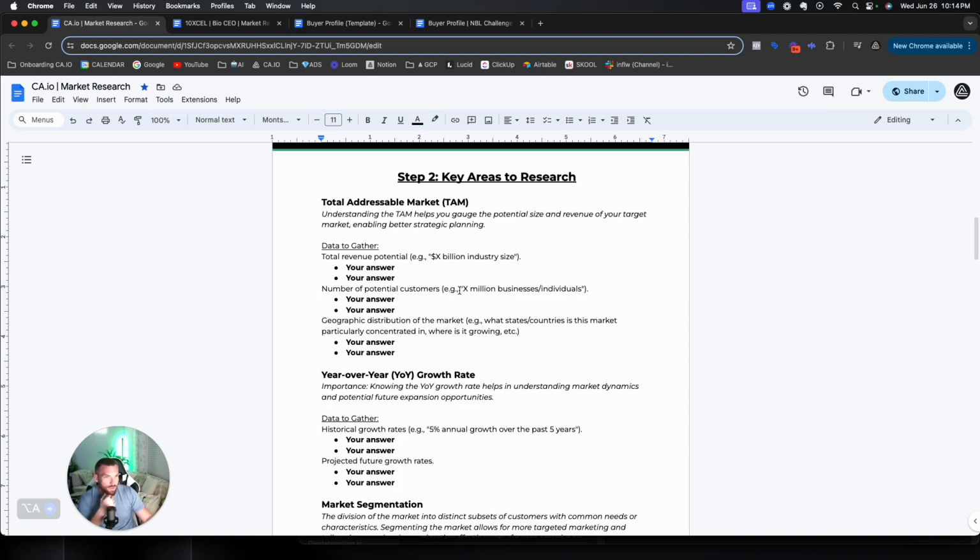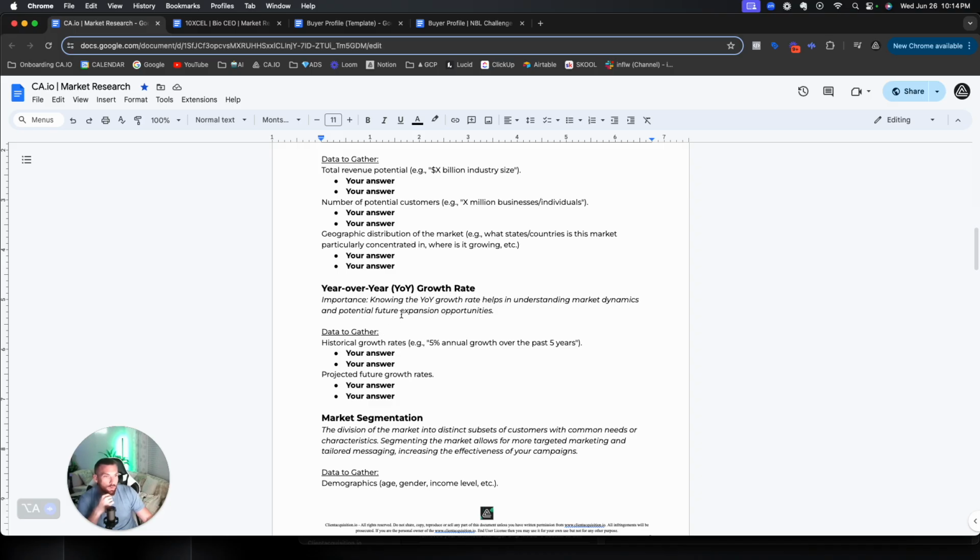Number of potential customers. Geographic distribution of the market. So like, are there any specific states or countries that this market is particularly concentrated in? Where is it growing in the world or in the country? The year-over-year growth rate. So this is going to help you identify if this is a growing market or if this is a shrinking market, or what Hormozi would call, like, is this a starving crowd or not?